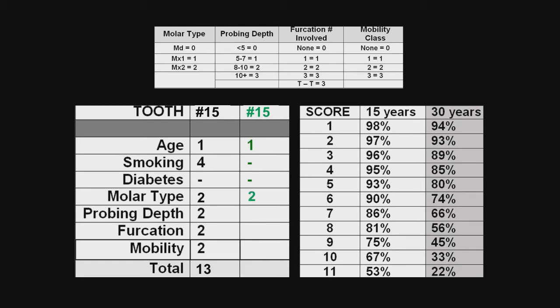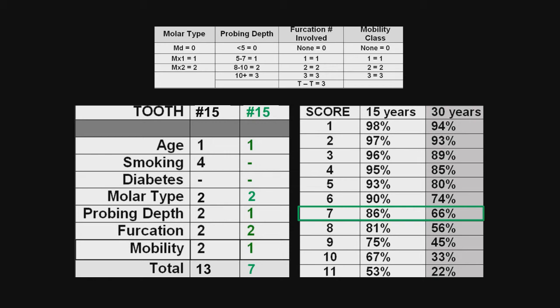The molar type remains the same. And yes, we're going to improve the probing depth, and we're going to get these down into the 5 and 6 millimeter range, perhaps not as ideal as we would like to see. The furcations will remain. The mobility is going to be reduced, although we still have some mobility, and now we're down to a 7. And what does a 7 mean? It means the patient has an 86% chance of keeping the teeth for 15 years in health if we follow the keys to success, which we will mention in a minute.